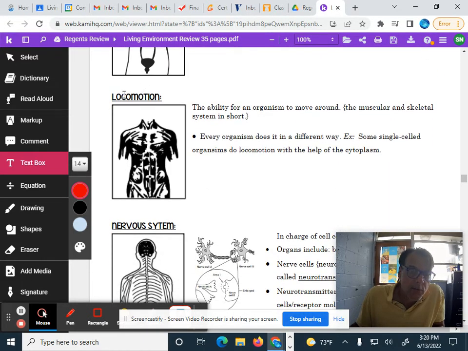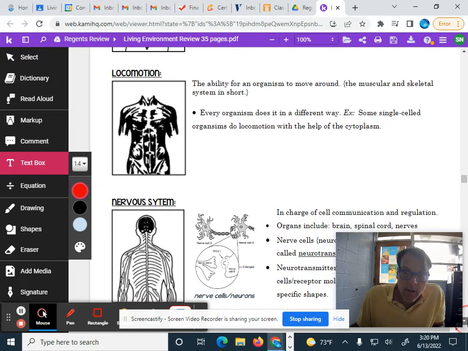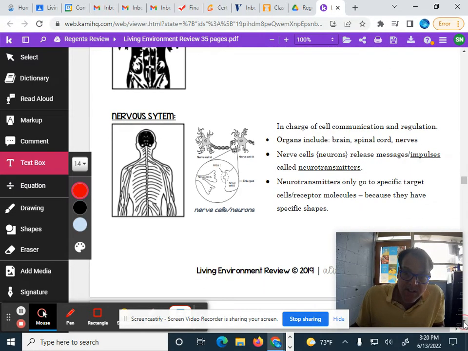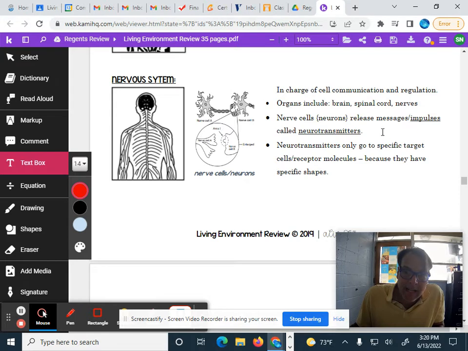Locomotion is a big term. It's your ability to move. The skeletal and the muscular system are involved in locomotion. Some single-celled organisms have things like cilia or flagella, which are structures on cells that help them move or perform locomotion. The nervous system helps you sense the environment and regulate.